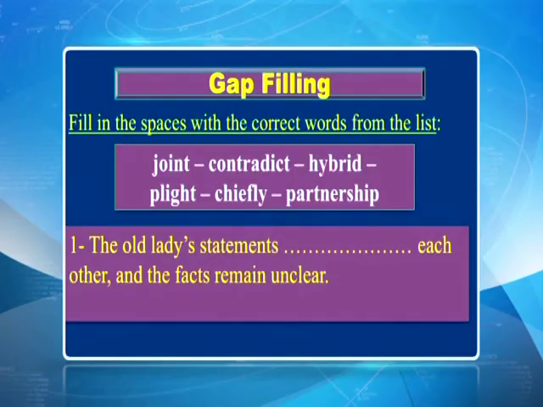Now, let's move on with our second type of vocabulary exercise, which is filling the gaps. Fill in the spaces with the correct words from the list. Let's read the words first. Joint, contradict, hybrid, plight, chiefly, and partnership. Now we will read the sentence together and try to fill with one of the words above.